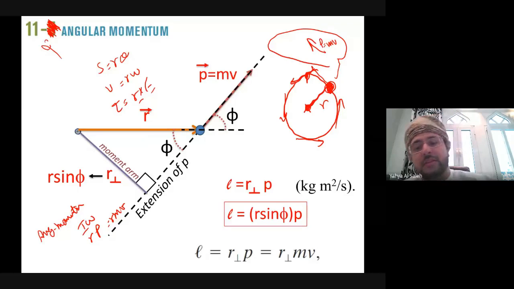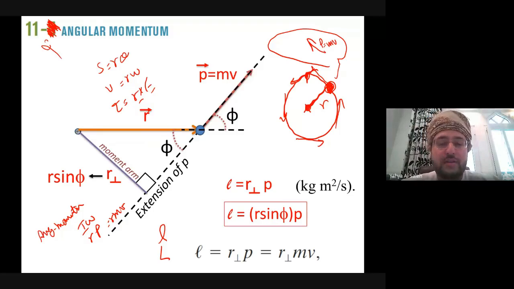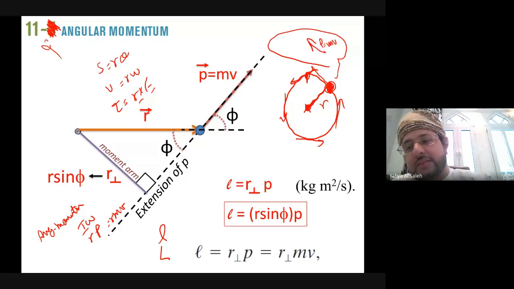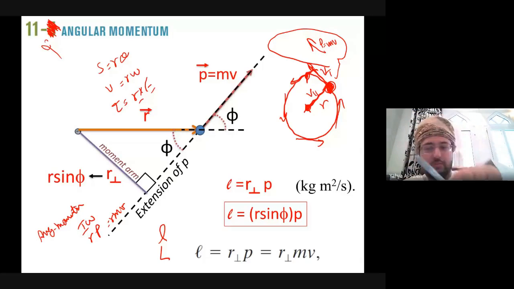Okay, so angular momentum, we give it the letter L, or capital L if you want. Usually the small letter l is used. We have two components. Our velocity has a tangential component, V tangent, and we have V parallel to the center. So we have R perpendicular P, which is R sine theta P, and P we have already said is equal to MV. So we have RMV, so RP.